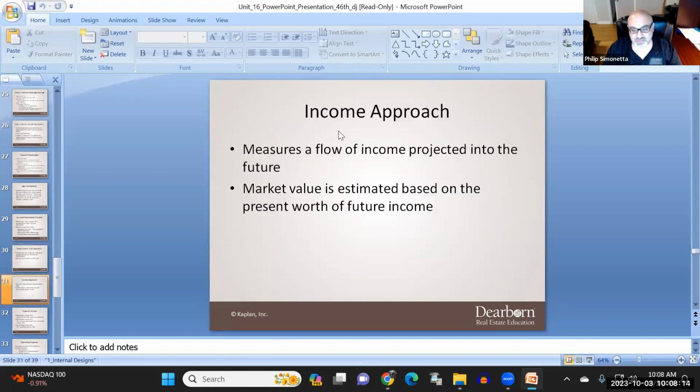And let's go to the last one. You have the income approach. Okay. This measures a flow of income projected into the future. Okay. The market value is estimated based on the present worth of future income for the income property.